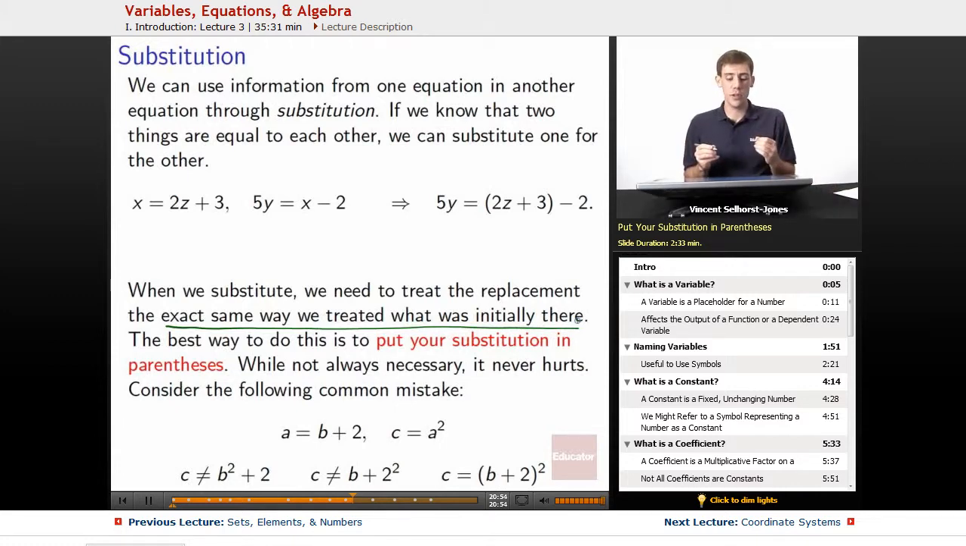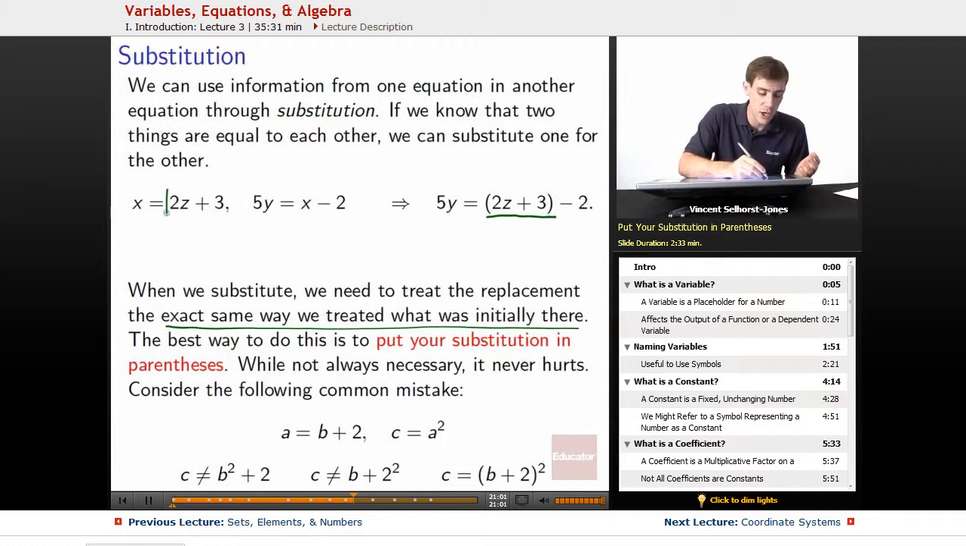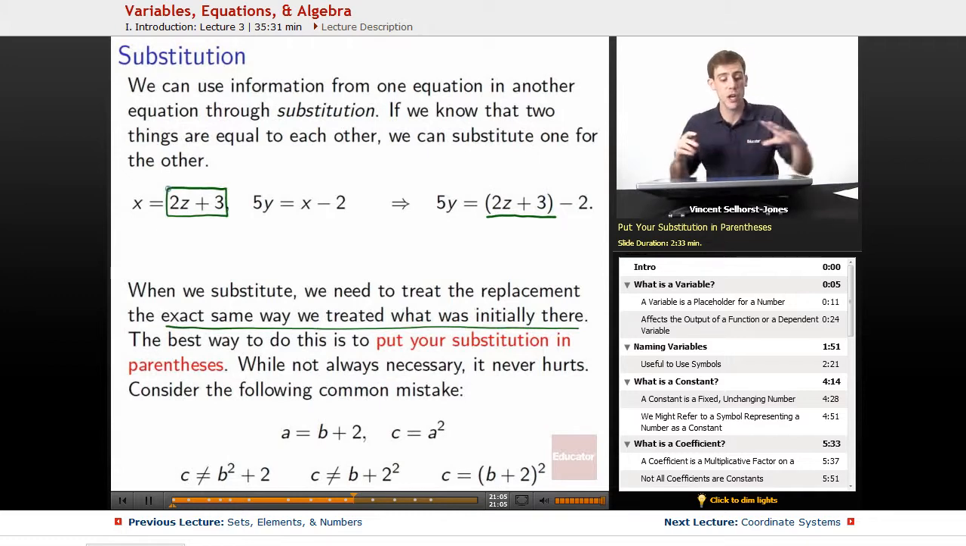The best way to do this is by putting your substitution in parentheses. Notice how I took 2z plus 3 and I put it in parentheses up here, even though right here, it didn't start off in parentheses. That's because I was substituting in for x, so I want to make sure 2z plus 3 is treated the exact same way that x was treated, so I have to put it in parentheses to make sure that it gets treated the exact same way that x got done.